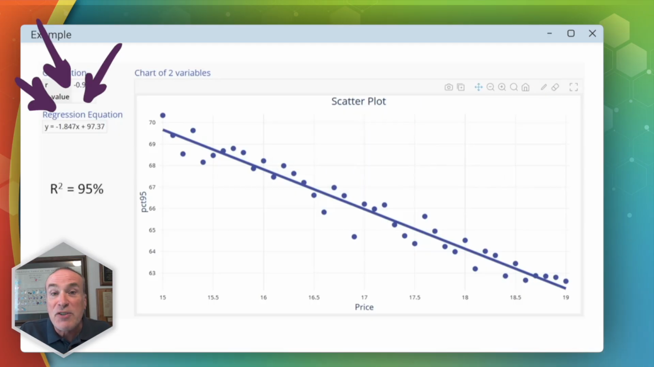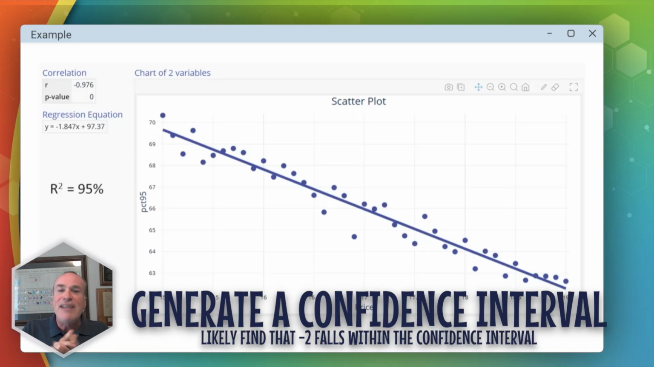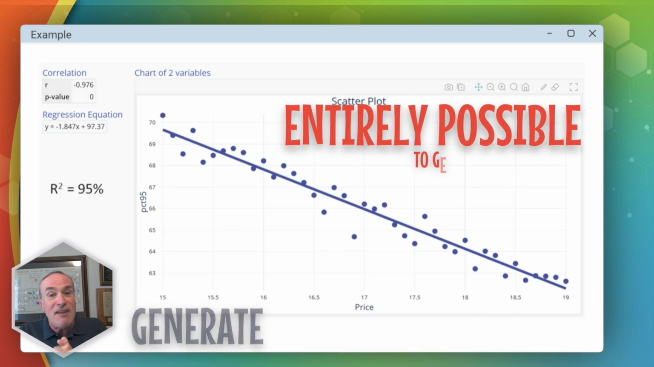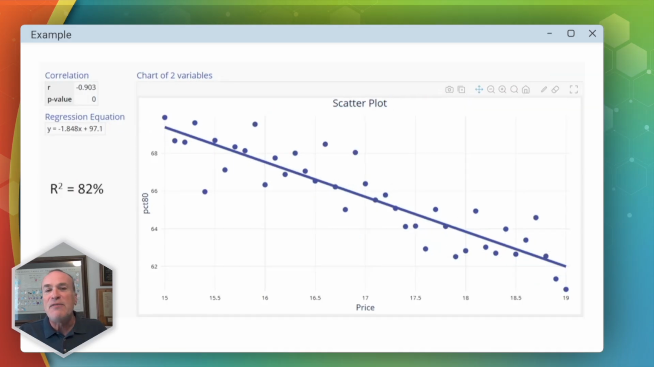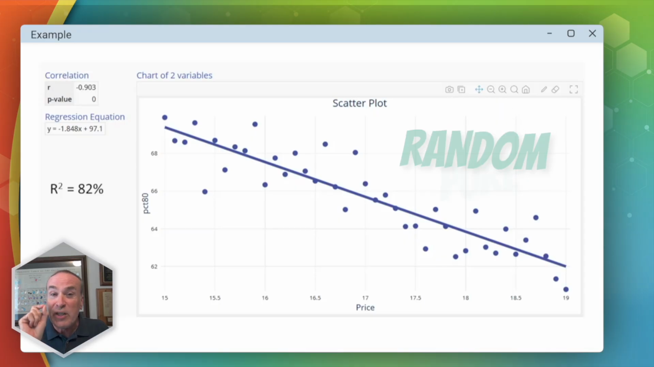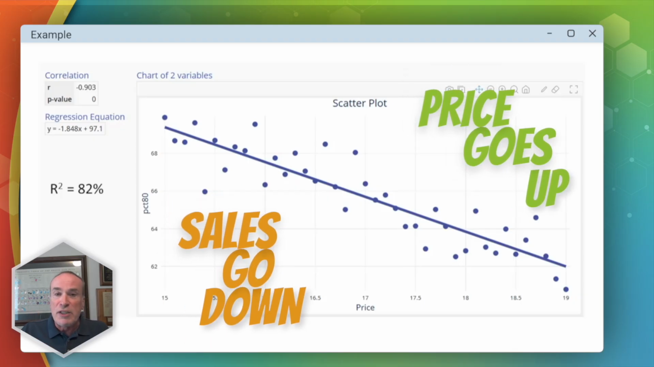Notice the slope has gone from -2 to -1.847. If we generate a confidence interval, we're going to likely find that -2 falls within the confidence interval, but it's entirely possible to get a slope that is above or below -2. So then I increase the variation a bit more. There is not an underlying variable to any of the rest of this data. It's pure random noise. The relationship still exists as price goes up, sales goes down, but the world is messy.